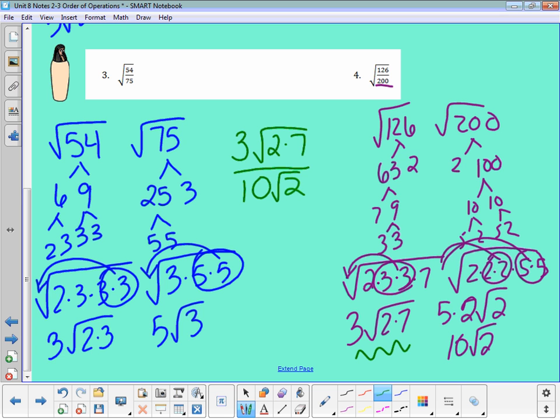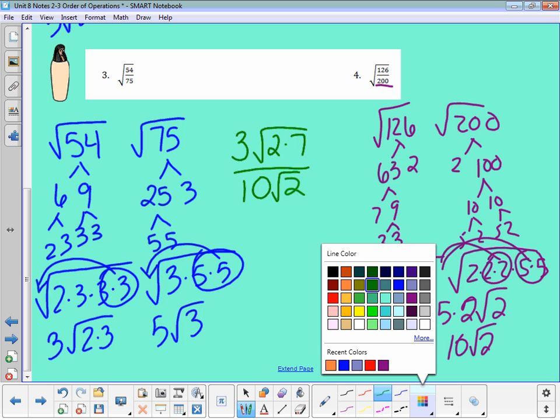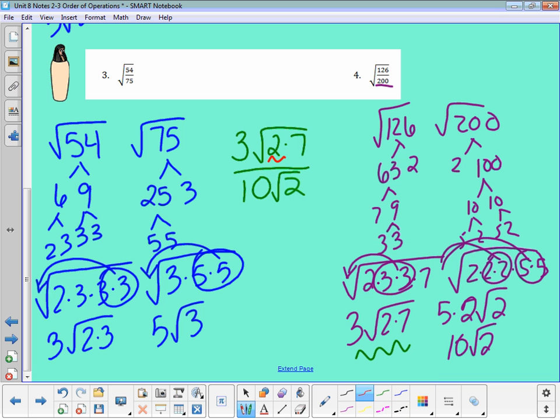So again, notice how both of these have a square root of 2 involved. So you could take the time to write them as 2 split out radicals, or you could know that if both of them are being multiplied and they're being divided, you can go ahead and cancel those out. And that gives you 3 square root of 7 over 10. Again, you don't want to have a radical in the bottom.